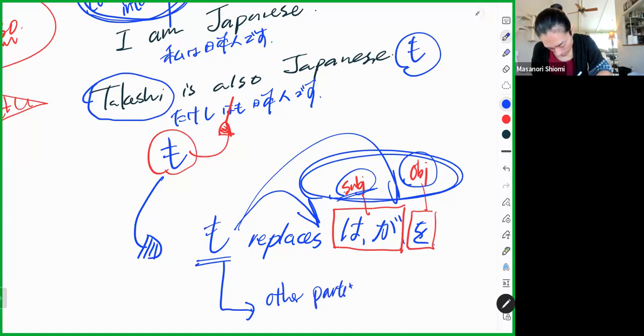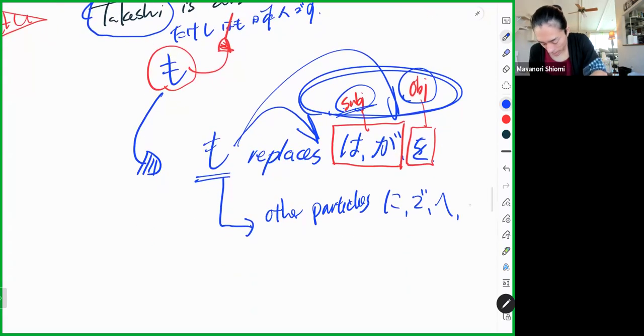Other particles like ni, de, e. What else do we have? I guess for now here, just these four are fine.